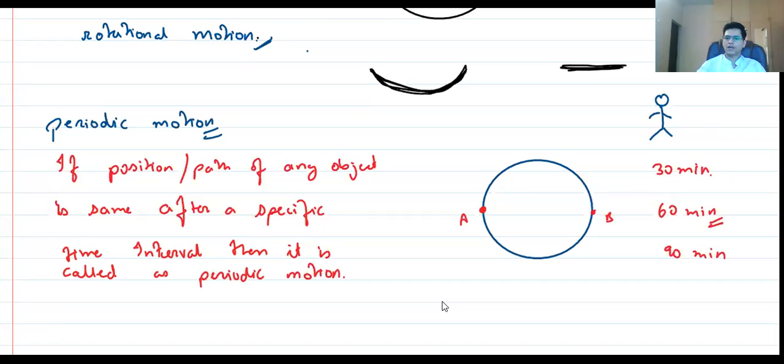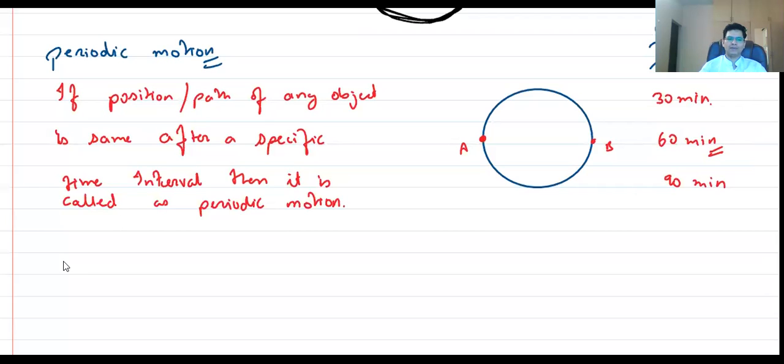Got it? Yes or no? Everyone got this? Now, what is the time period? What is that specific time interval called? That specific time interval is called the period, or time period.